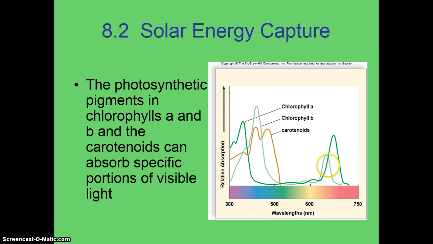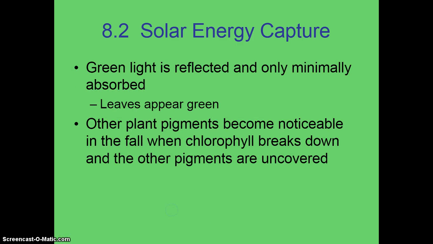However, in the fall, when we start to see a drop off in the amount of chlorophyll A and B that are being generated, we no longer see green reflected as much as we do the oranges and reds and yellows, because it's the carotenoids that we're starting to see, and they absorb in this wavelength and will reflect these colors instead of just reflecting in the green area. This just reinforces what we just discussed on the last slide. Green light is reflected and only minimally absorbed, and that's why our leaves appear green. Other plant pigments become noticeable in the fall when the chlorophyll starts to break down and other pigments are then uncovered.